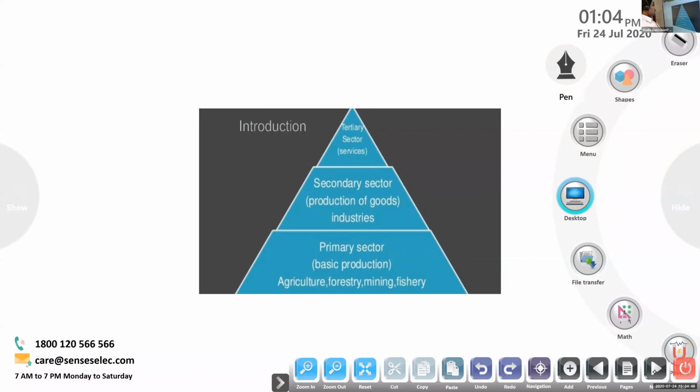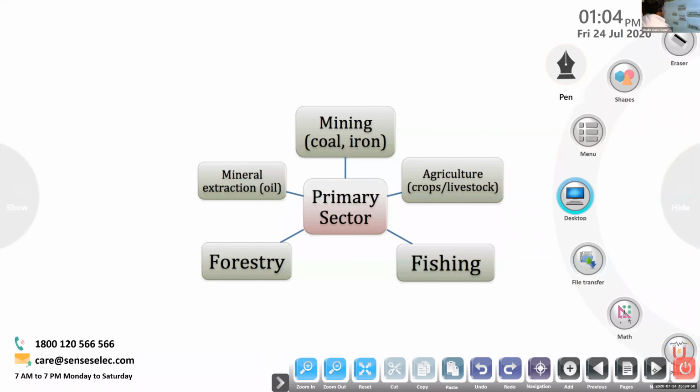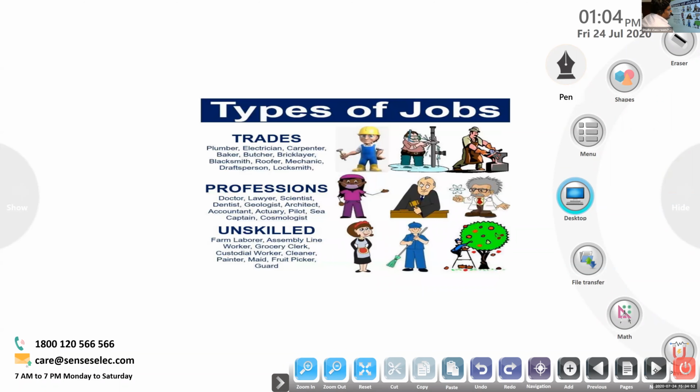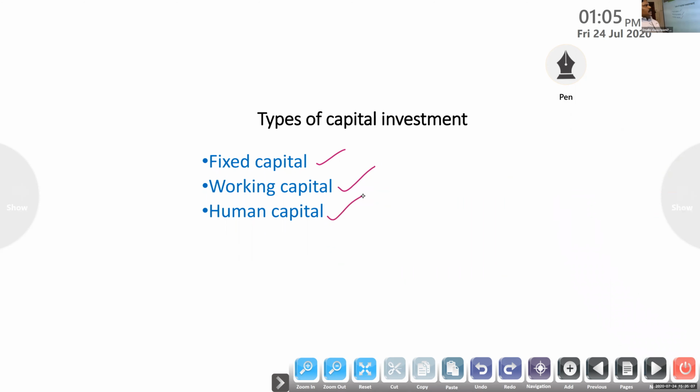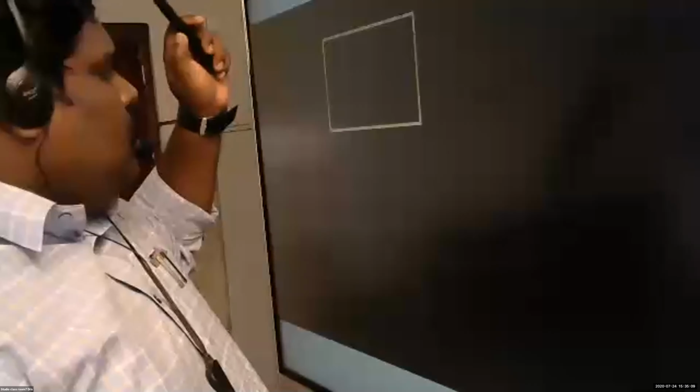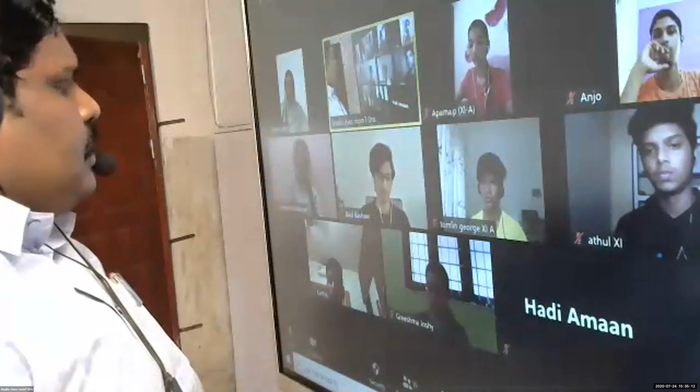Okay, so next one, we know what things come under the primary sector and the different types of jobs, and what we mean by capital. Next thing is capital. That's what we are going to learn now. First of all, fixed capital. Next one, working capital. The third one is human capital. Fixed capital, working capital, and human capital.